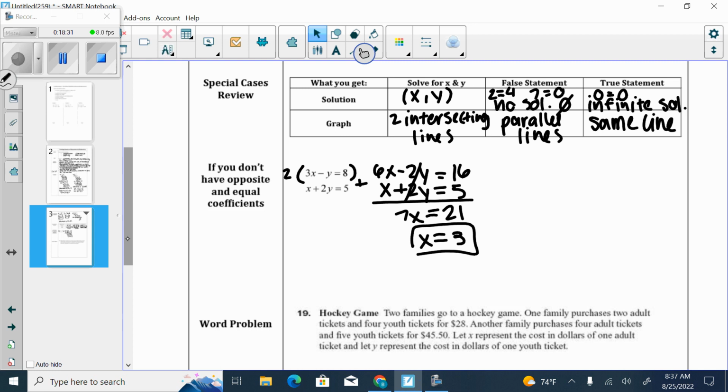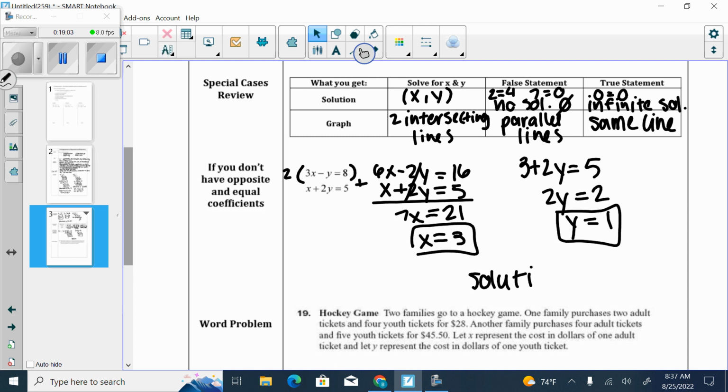All right, and then to find y, we take that answer and plug it into an original. Do you guys want to use the first one or the second one? Second, okay. So we would have 3 plus 2y equals 5, right? Then what would we do? So we end up with 2y equals 2, good. So y must be 1, very good. So in this case, our solution is 3, 1, right?